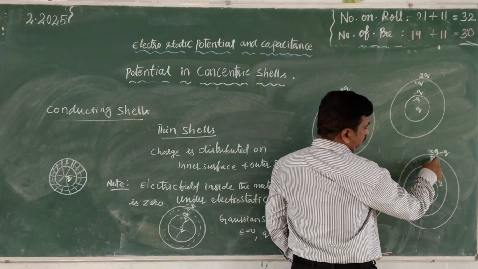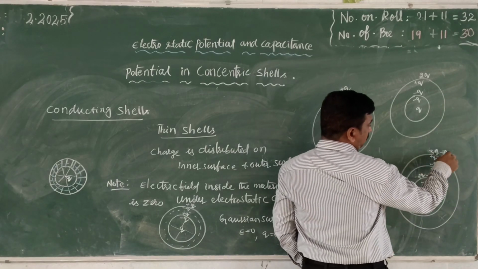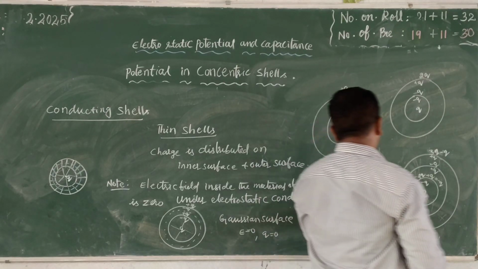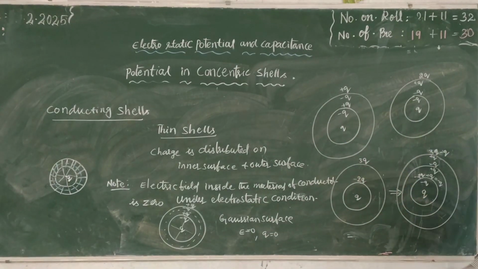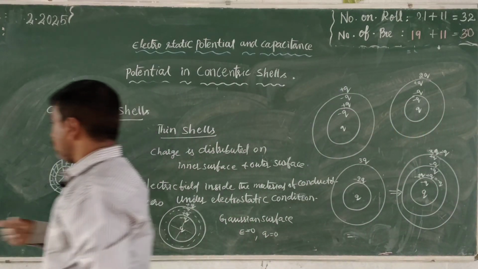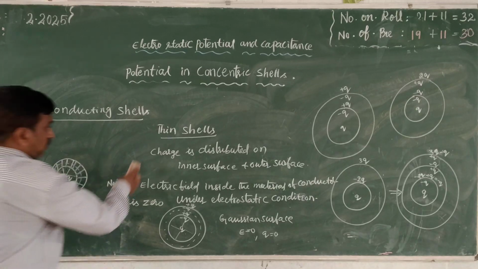Here plus q added, so here plus q, here minus q. Already 3q is there. 3q minus q 2q. So this q, minus 2q, plus 3q, how is it distributed? Q minus q plus q 2q. So minus q 2q we get the same. Here plus q 2q 3q. So this q, minus 2q, plus 3q is distributed like this on the inner and outer surfaces.